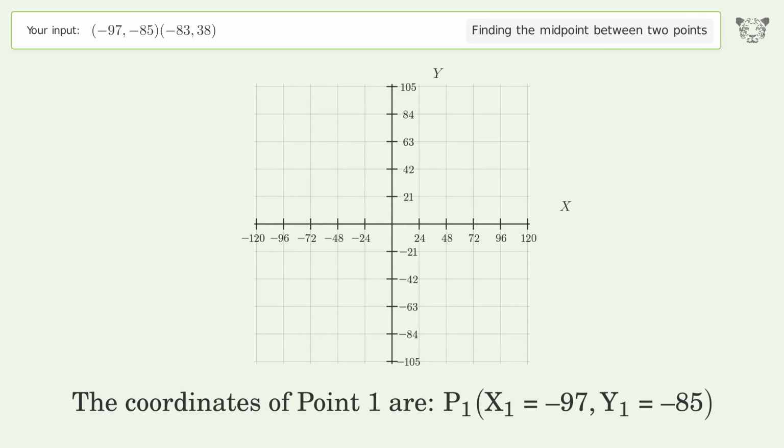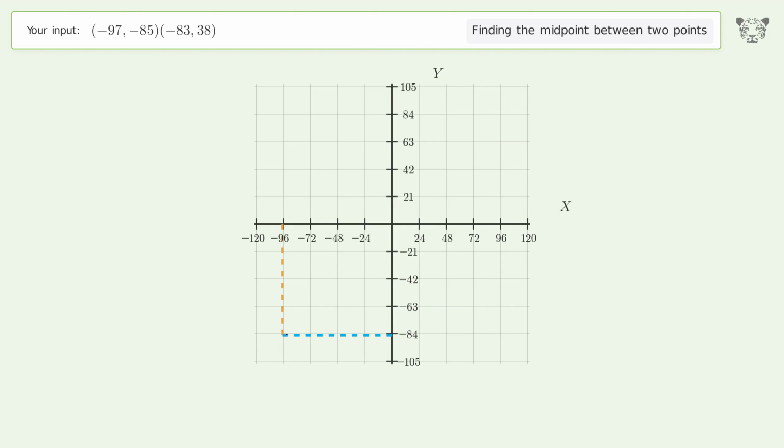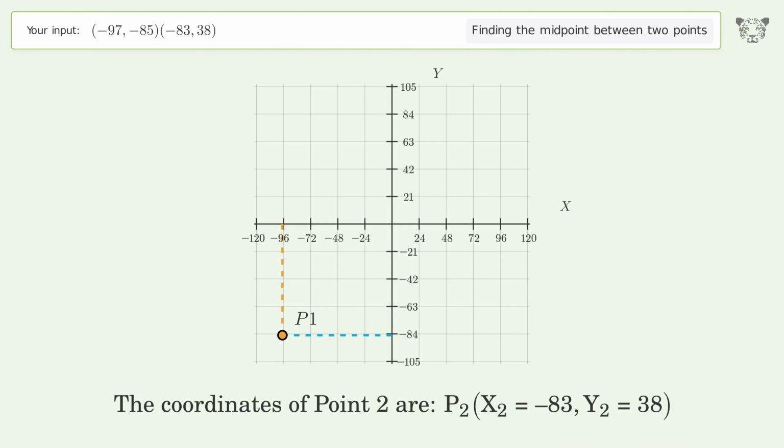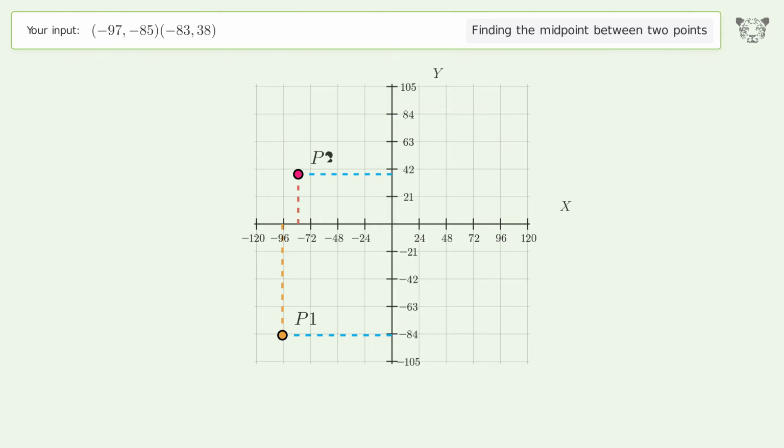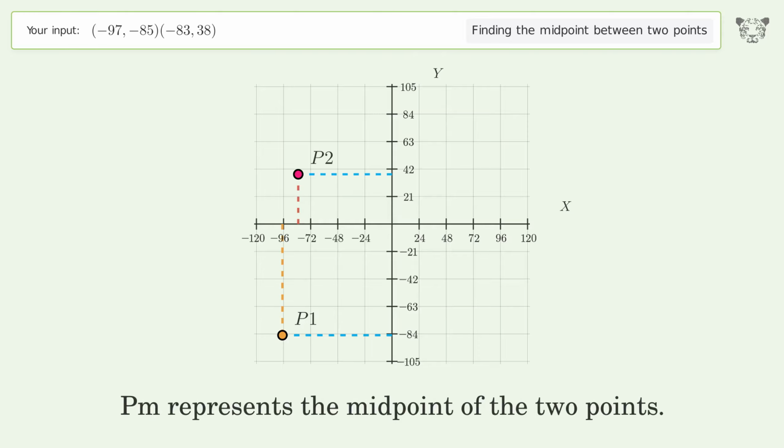The coordinates of point 1 are, x1 equals -97, y1 equals -85. The coordinates of point 2 are, x2 equals -83, y2 equals 38. PM represents the midpoint of the 2 points.